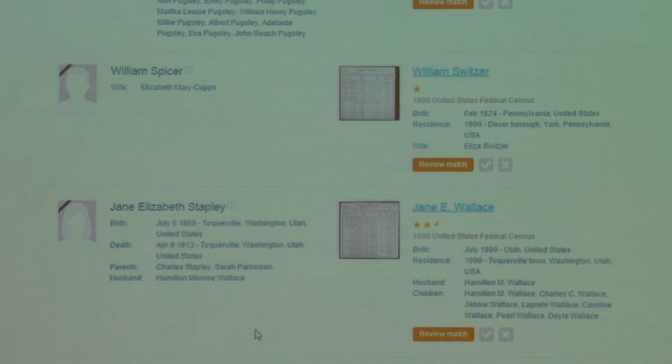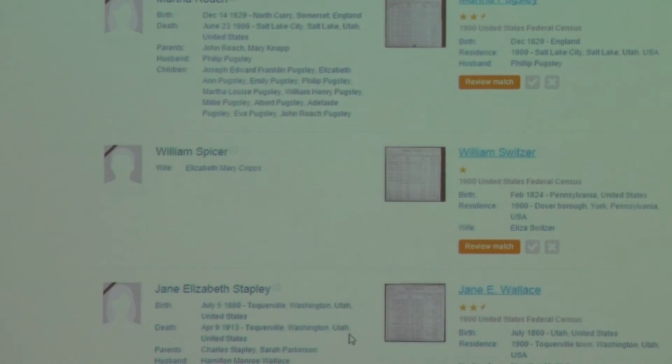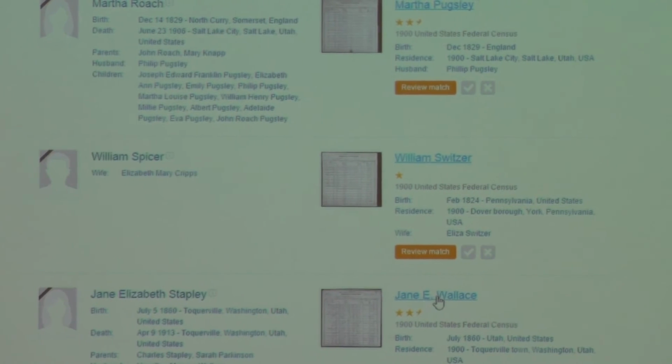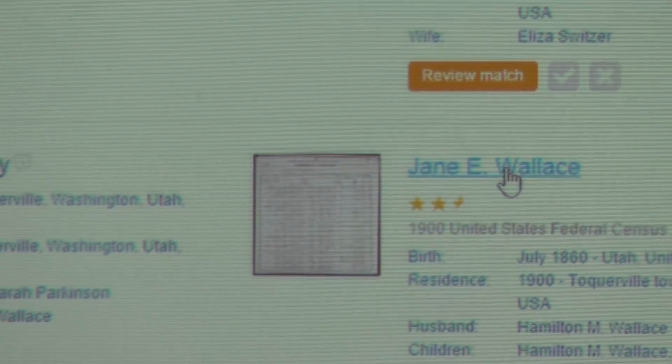And there we have the Stapley, okay. Jane Elizabeth Stapley. There's another one, Mary Ellen Sutton, who marries a Cowan. These are my relatives. So now we want to see this, and she marries husband Hamilton Monroe Wallace. See if this is my person. I'll click on her name.